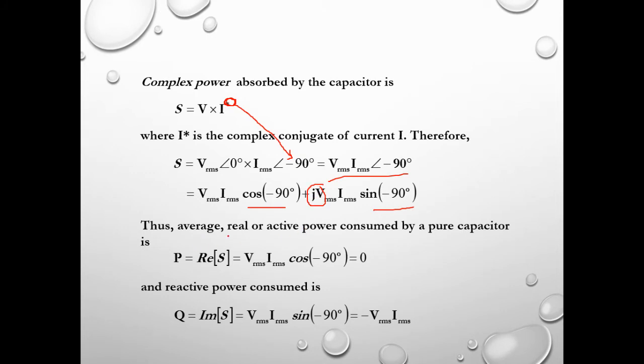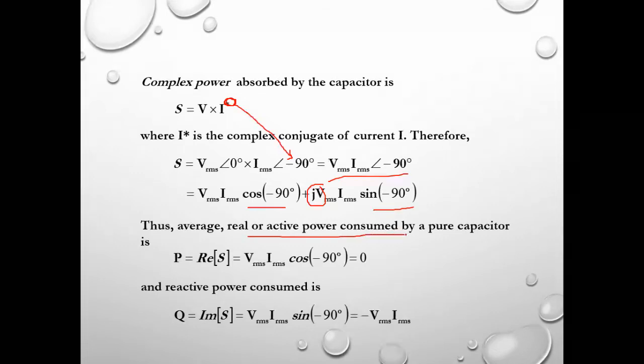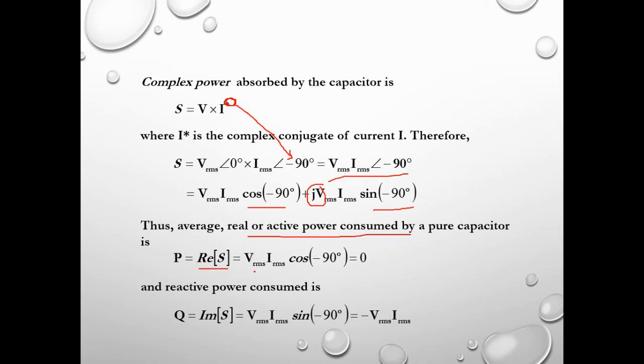Thus, the average real or active power consumed by a pure capacitor is P, the real part of S, which is V RMS, I RMS, cos minus 90 degrees. This is equal to 0, because cos 90 degrees is 0. And then the reactive power consumed is Q, the imaginary part of S.